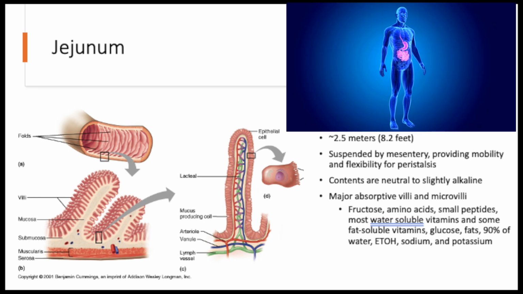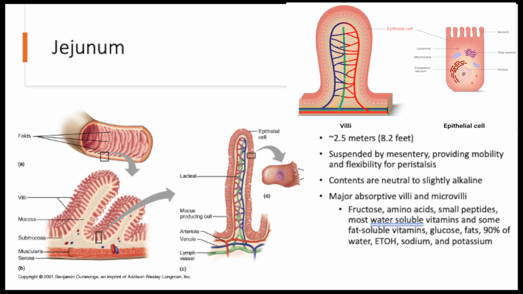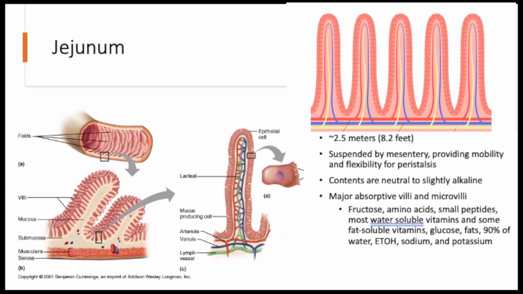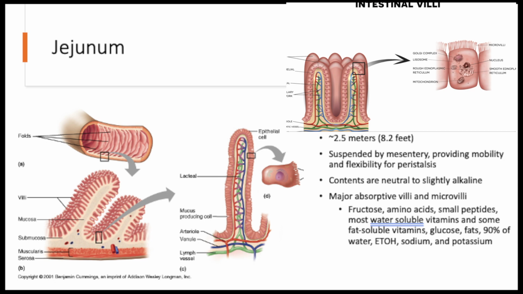The contents of the jejunum are neutral to slightly alkaline, with a pH of 7 to 8 from alkalinization in the duodenum. While not vastly different in appearance, the jejunum is the major location of nutrient absorption in the small intestine. The villi of the jejunum are longer than the duodenal villi, and the jejunum has significantly less immunologic activity than the duodenum and the ileum.